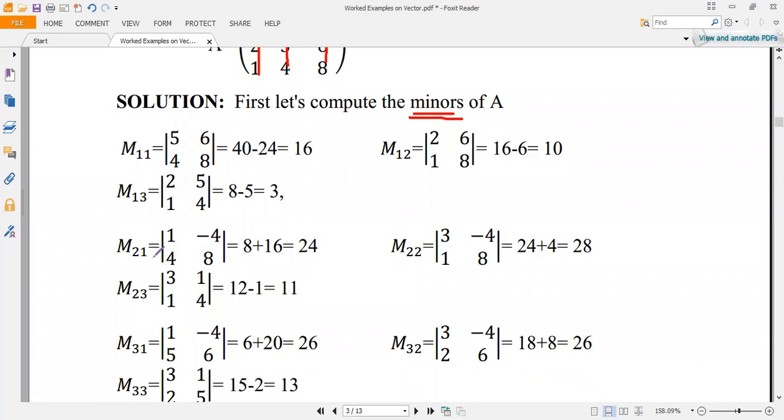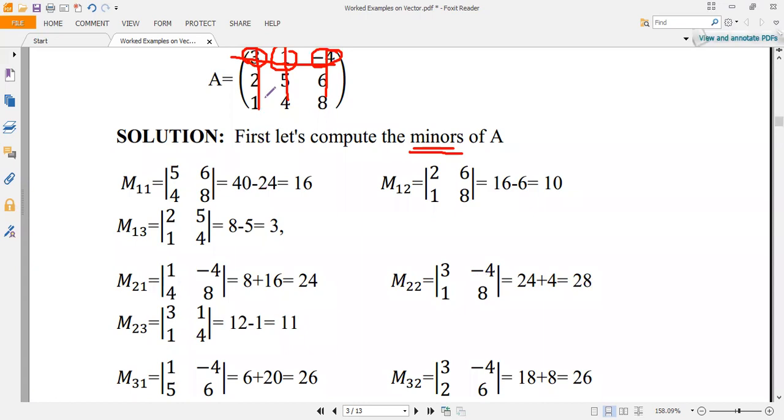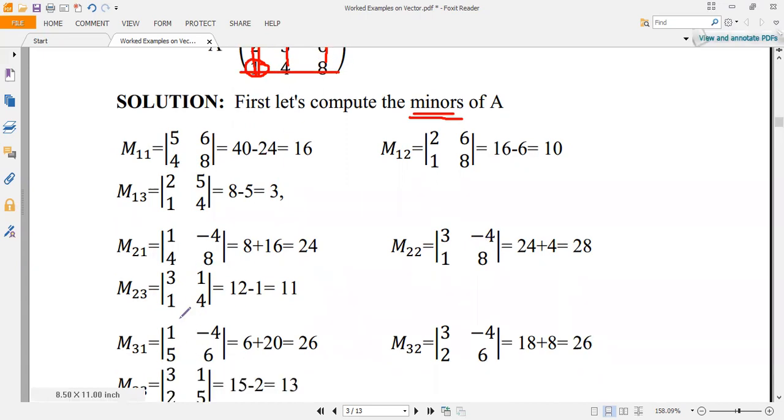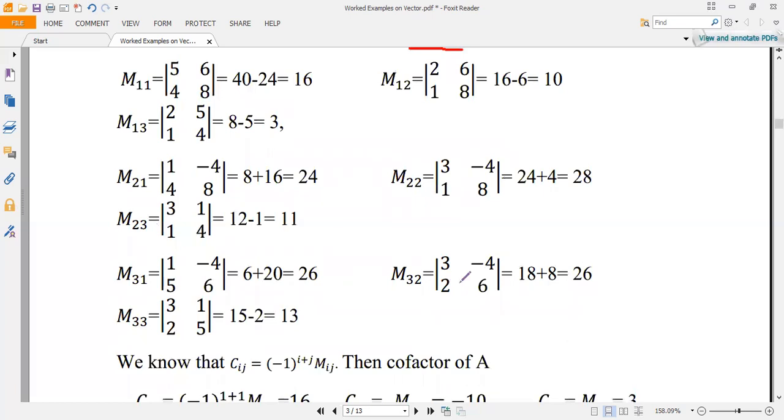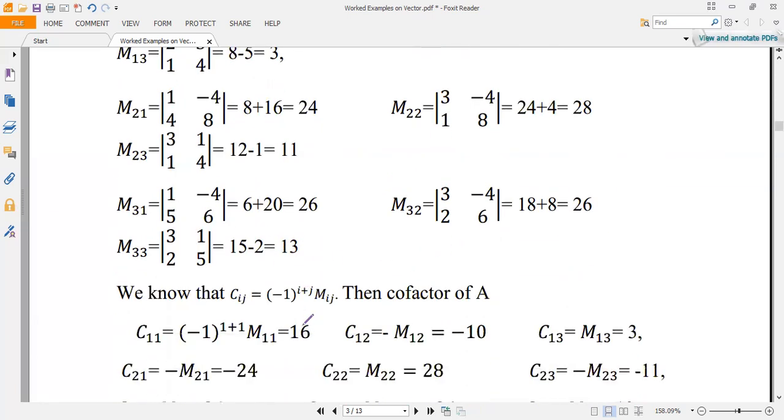Then M21 is this one, which is 24. M22 is 3, 1, minus 4, 8, which is 24 plus 4, which is 28. M31 is this one, so removing the column and the row which contains 1 gives 1, 5, minus 4, 6, which is 6 minus of minus 20, which is plus 20, which is 26. M32 is 26, M33 is 13.